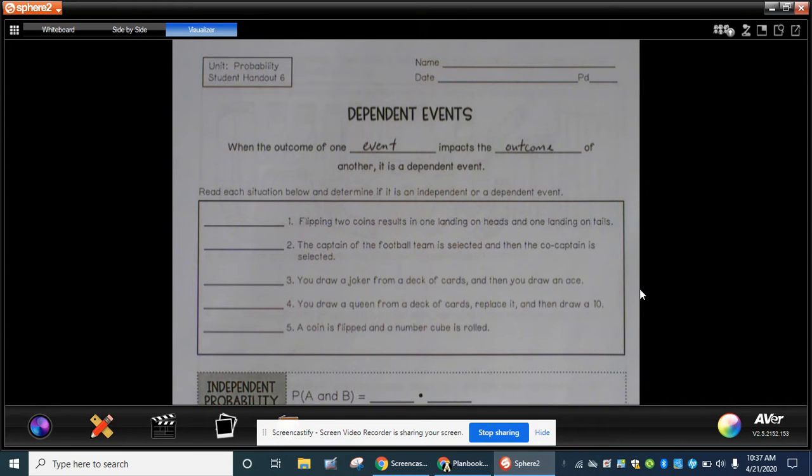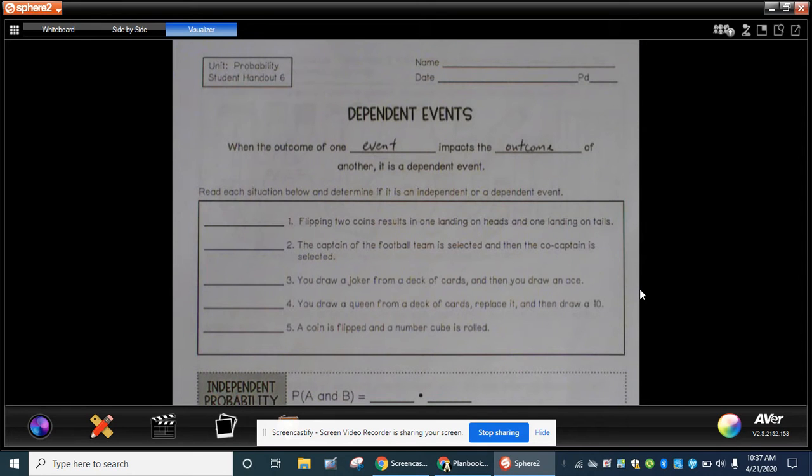A dependent event, again, is one where the outcome is affected from one event to the other. Let's say drawing from a deck of cards, for example. If I take one card out and look at it, and I don't put it back in the deck, then the outcome of choosing another card would be completely affected because I have one less card in that deck of cards now.